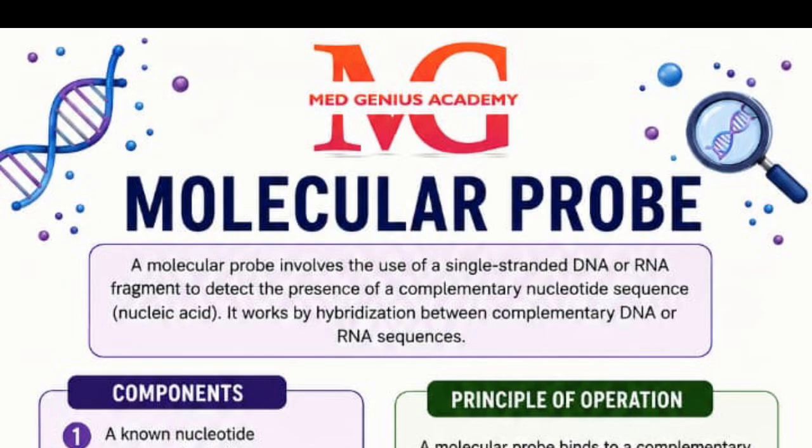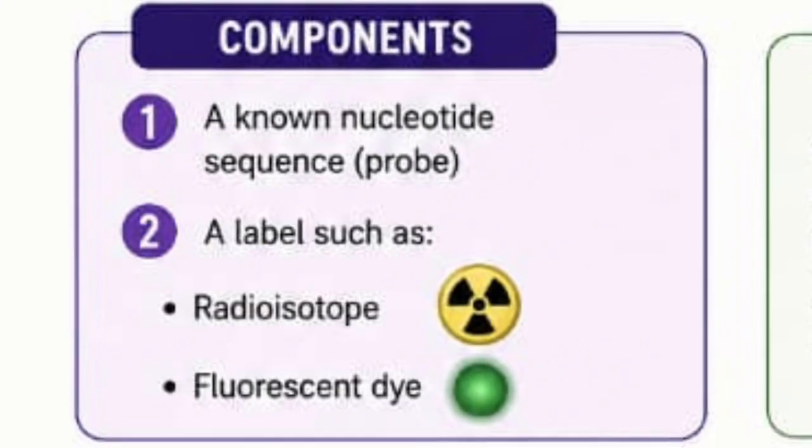You get it now? So what are the components of a molecular probe? You have a known nucleotide sequence. The sample DNA or RNA sequence you have is called the probe, the nucleotide probe. And you have the label, which is what we call a radioisotope or a fluorescent dye.